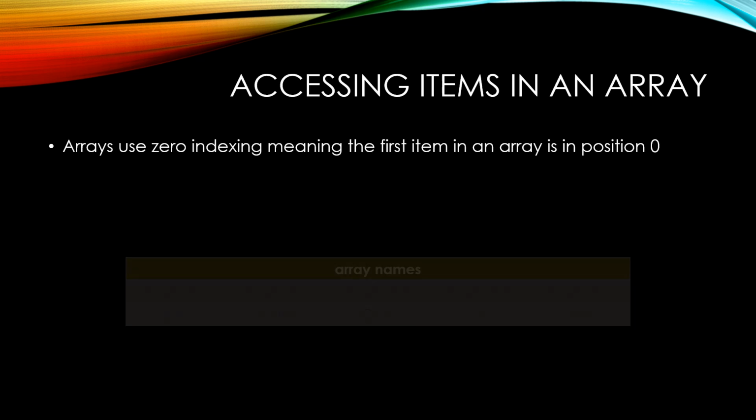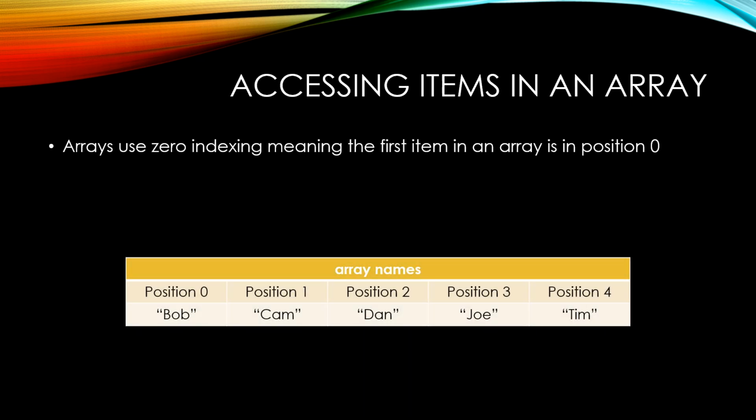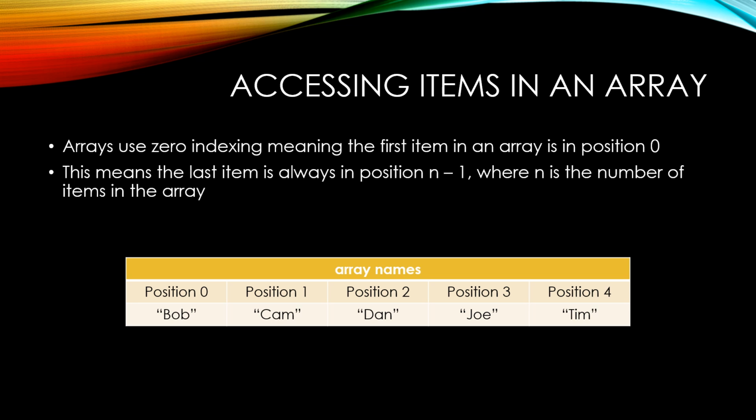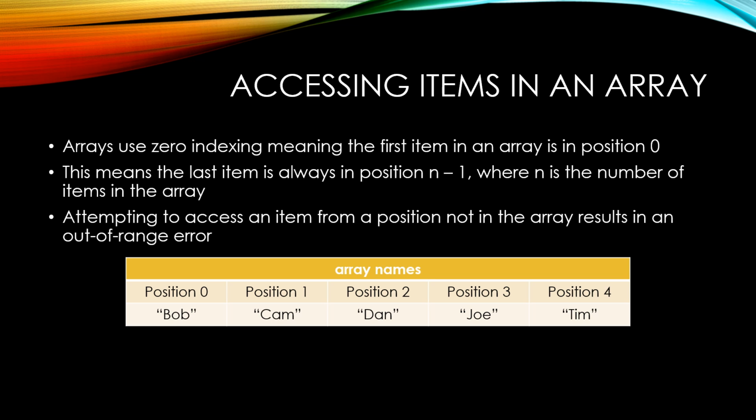Arrays use zero indexing, meaning the first item in an array is in position 0. This means the last item is always in position n-1, where n is the number of items in the array. Attempting to access an item from a position not in the array results in an out-of-range error. This is most commonly done in an array like the example here, where someone thinks the 5th one will be in position 5, so tries to access names(5).